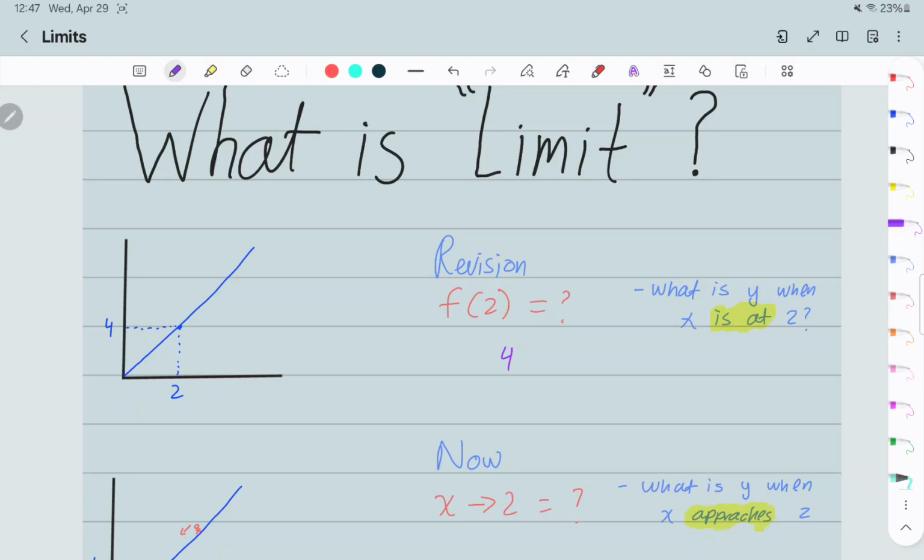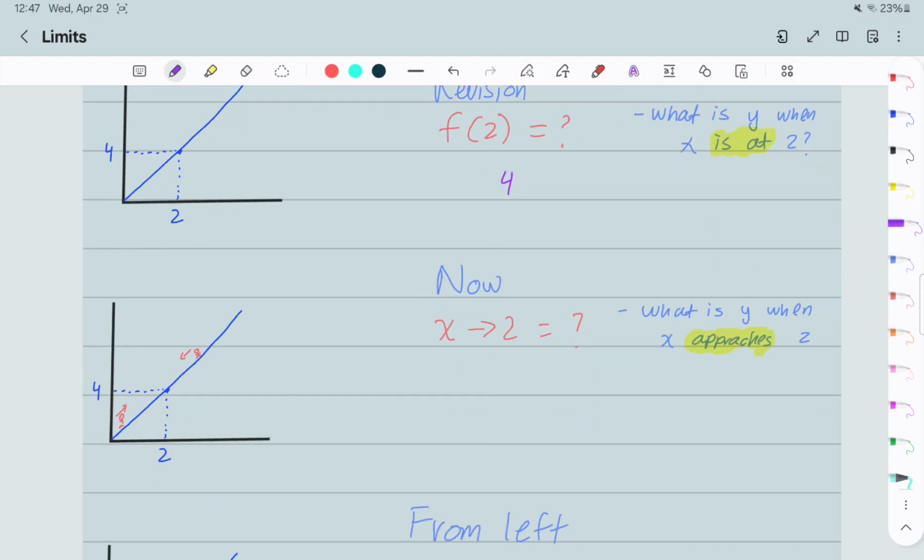Limit is simply asking, instead of the exact value at the perfect position, which is 2, what is the y when it approaches 2. If you started to notice, I have highlighted these two things because these two words are not the same. One is finding the exact value of a function. The other is when you are near the function or near the coordinate. So I'm asking you what is the value of y when x approaches 2.